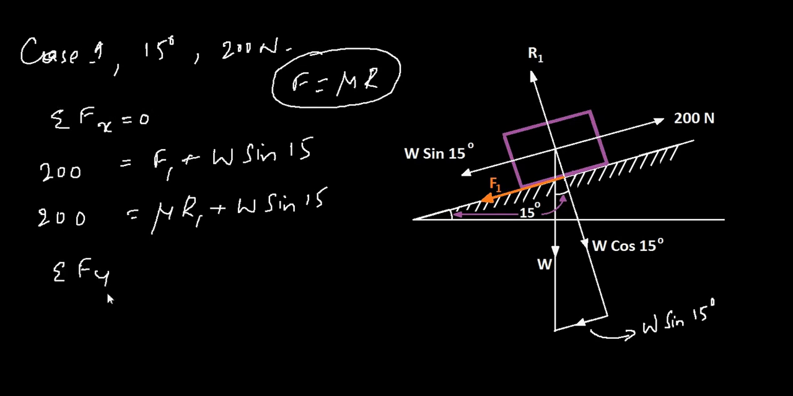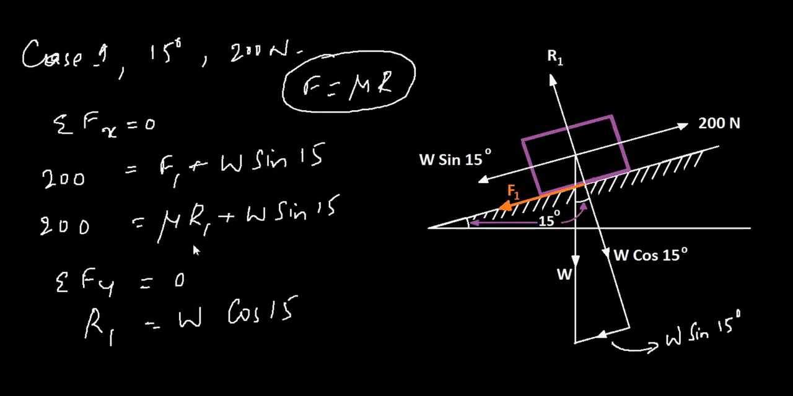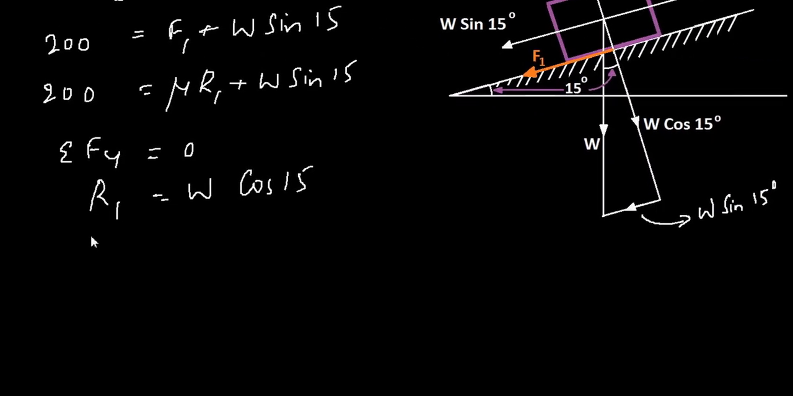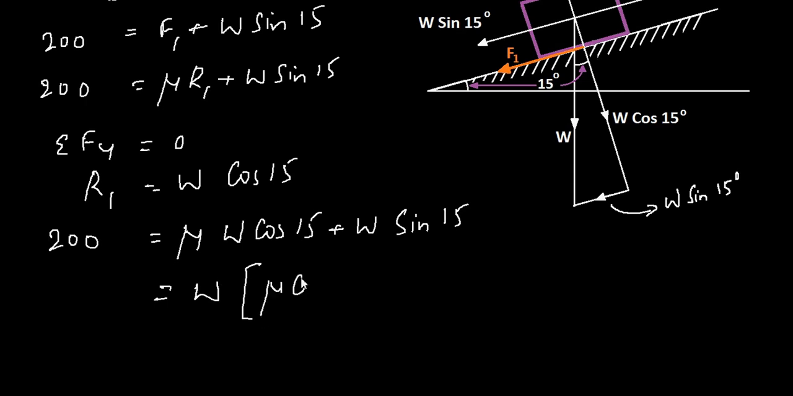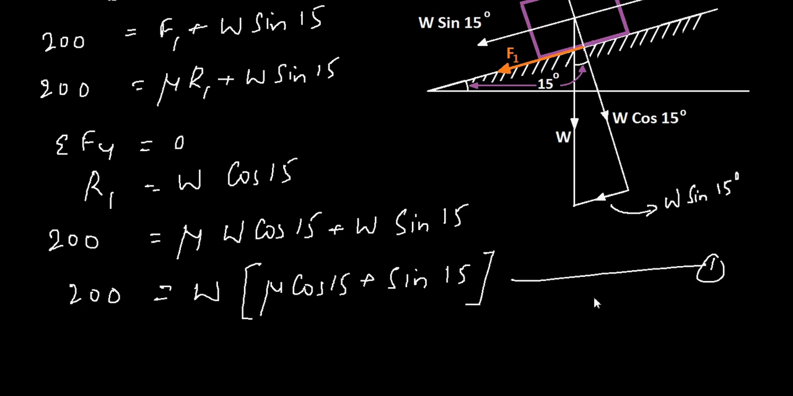Now you have the summation of forces in y direction equal to 0. The only forces perpendicular to this plane are R1 and W cos 15, so R1 is equal to W cos 15. You can substitute the value of R1 in here, and that will give you 200 equal to mu into W cos 15 plus W sin 15. That gives W into mu cos 15 plus sin 15, and that's 200. So let's call it 1, and then let's move on.